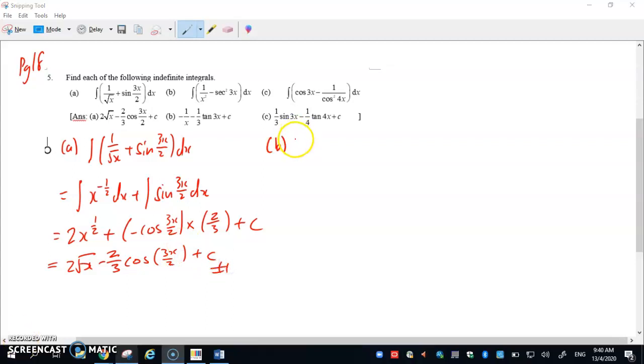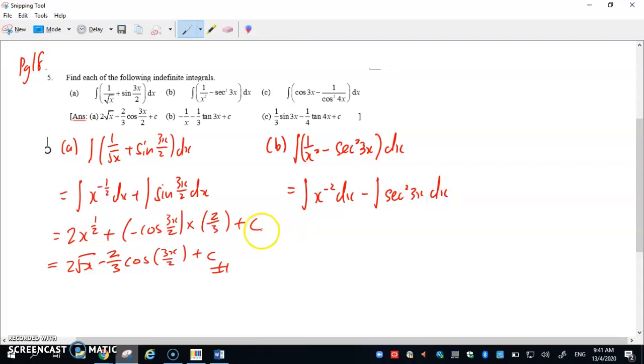Right, so for part B, again we're looking at this kind of expression, where it has a power function together with a trigonometric function. What you just need to do is to split them out into two parts. So I'll just write this: x power minus 2 minus square root, integrate secant squared 3x dx.